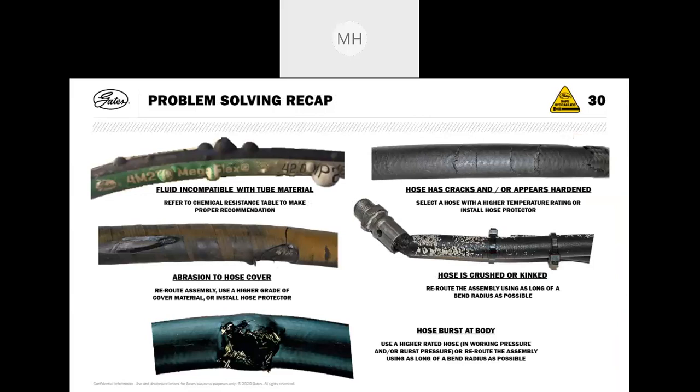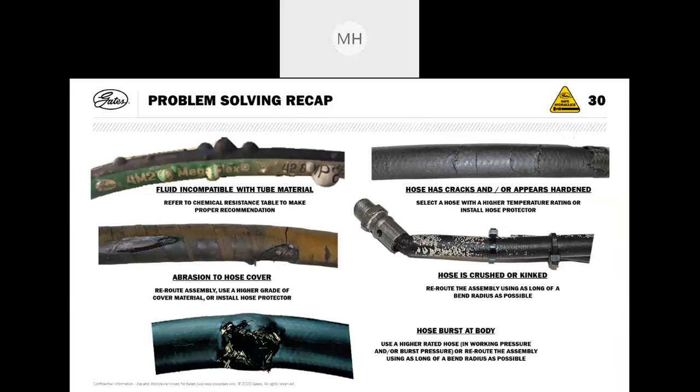So a bit of a recap on what we've just been looking at there. We'll start from the top left, with fluid incompatible with the tube material having caused the bubbling of the hose. So we need to refer to the chemical resistance table to obtain the proper recommendation. Below that, we have the abrasion to the hose cover. To rectify this, we can reroute the hose assembly, use a higher grade of cover material, or install hose protection. To the very bottom image, the hose burst at the body: use a higher rated hose and working pressure and/or burst pressure, or reroute the assembly using as long a bend radius as possible.